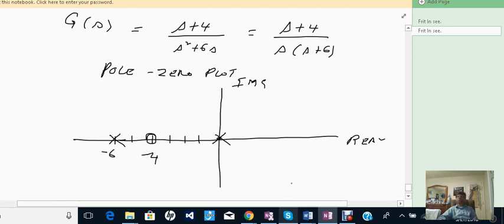So this kind of gives you an idea about the pole zero plot and the poles and zeros of the transfer function. The bottom line here is that the zero is when the transfer function becomes 0, and that can only happen when the numerator is equal to 0. And when the transfer function goes to infinity, that can only happen when the denominator is equal to 0.